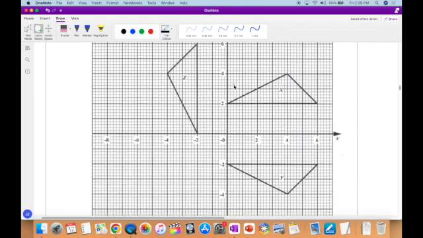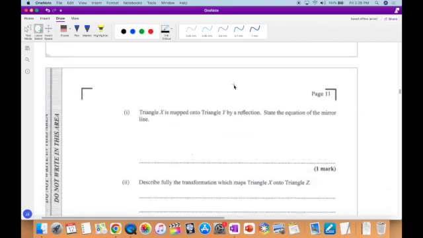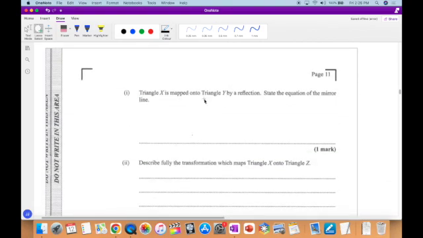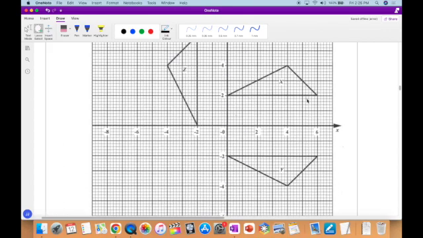The diagram below shows 3 triangles, X, Y, and Z, on a square grid. I could see them. I'm sure that one is the object and one is the image. The triangle X is mapped onto the triangle Y by reflection. State the equation of the mirror line. So X maps onto Y by a reflection.